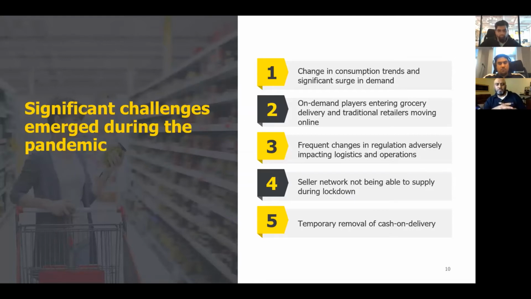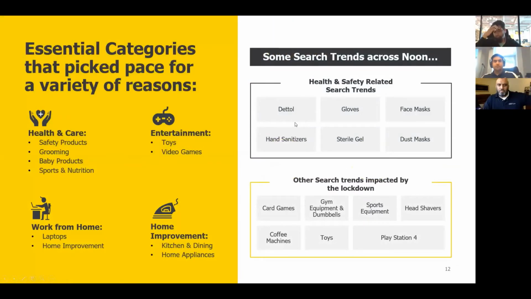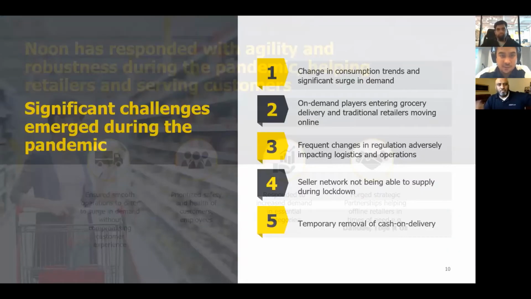There is someone in the meeting room, I guess. Sorry, waiting room. All right, I'll move to the next point. Seller network not being able to supply during lockdown. Sorry, not next slide, on the same slide, point number 4. Can we go back, please? No, I think it's about going back.